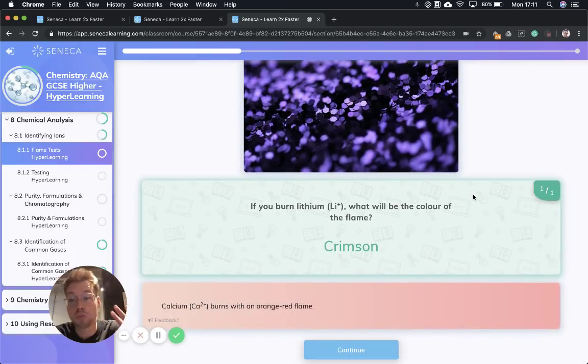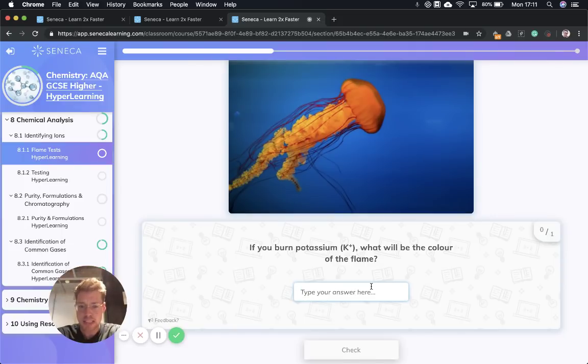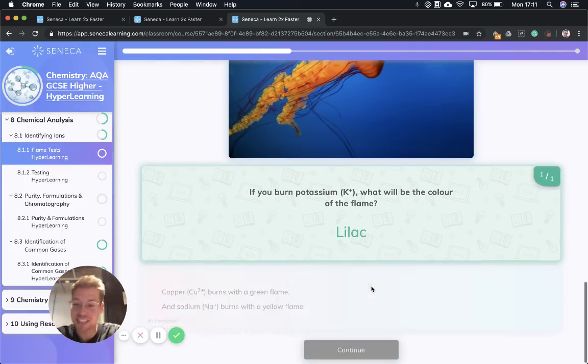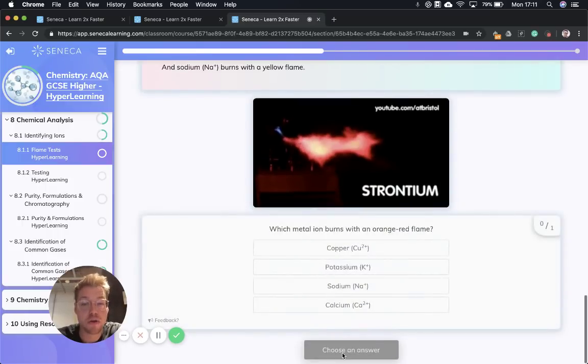Make sure you use the word crimson. Even if you don't know what crimson looks like, just make sure you write crimson. Don't write deep red. Don't write pink. It's crimson. Calcium, Ca2+, burns with an orange-red flame. Do you remember what color potassium burns with? It's lilac. Copper burns with a green flame and sodium burns with a yellow flame.